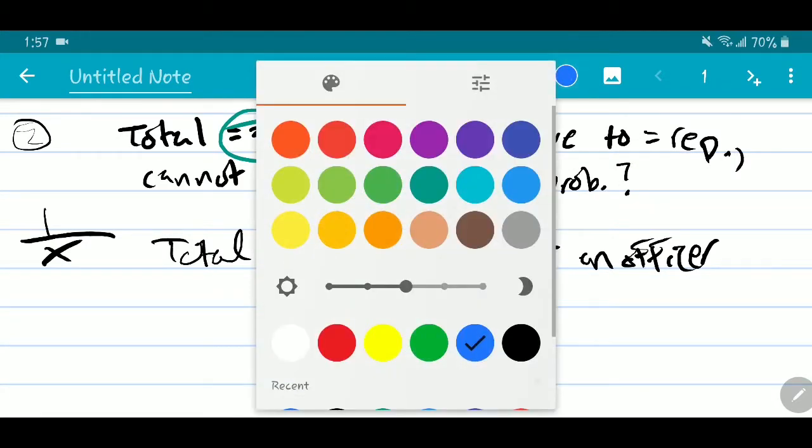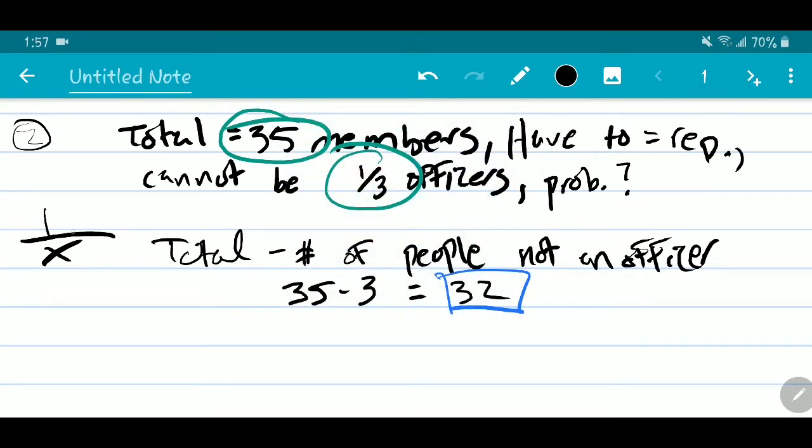But we're not done yet. We still have this fraction over here, so we do 1 over 32. This is the probability of a person getting into the club, and that answer choice is K.